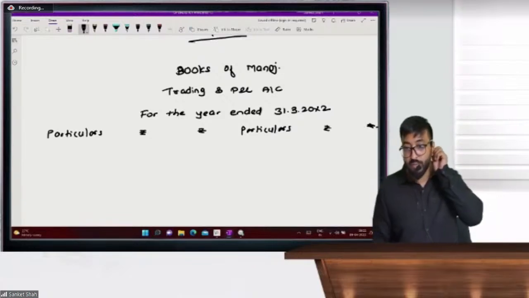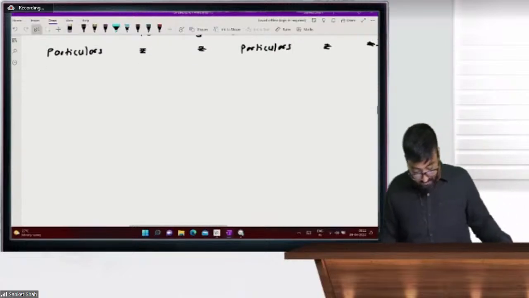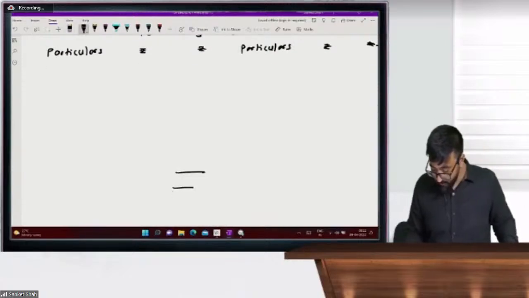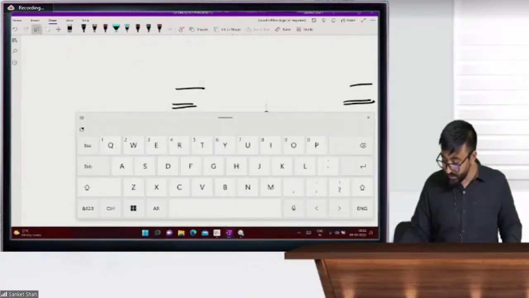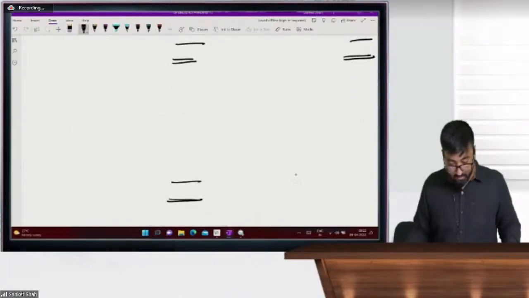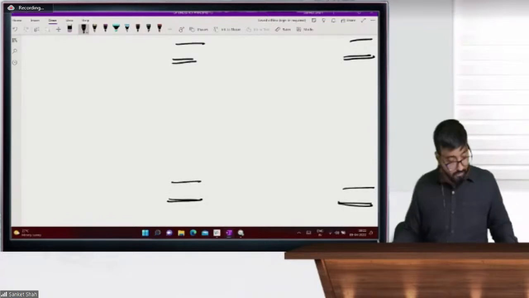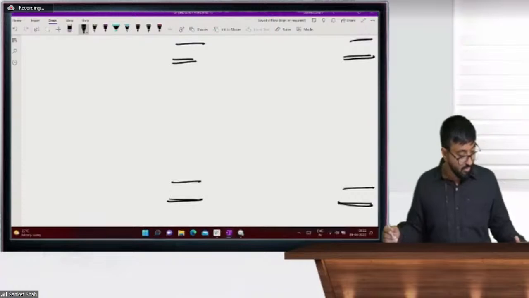Particulars, rupees. 8 to 10 lines for trading. Draw this double underline. And P&L account, beta, 6 lines. Draw afterwards, beta. First write down.